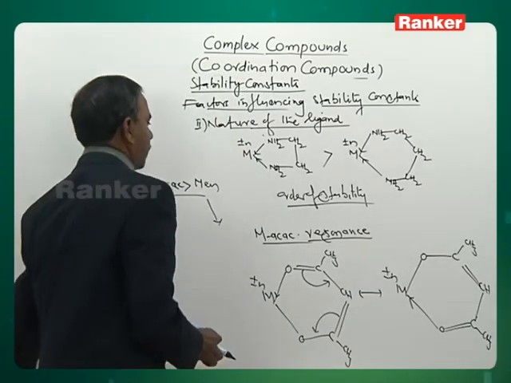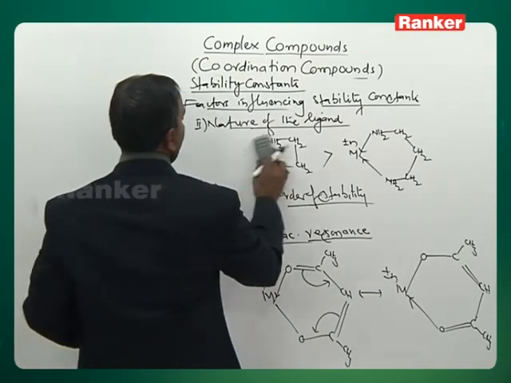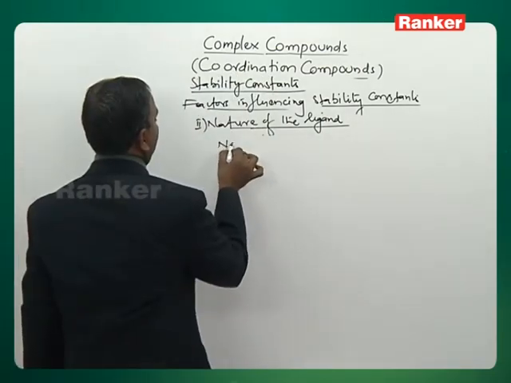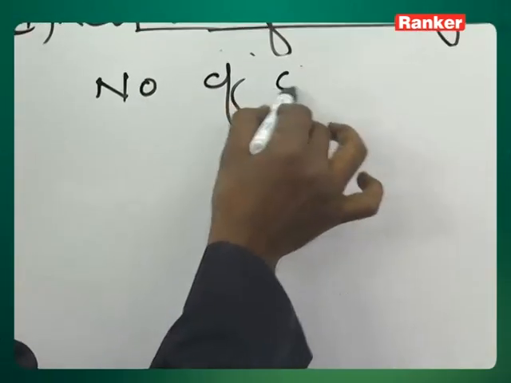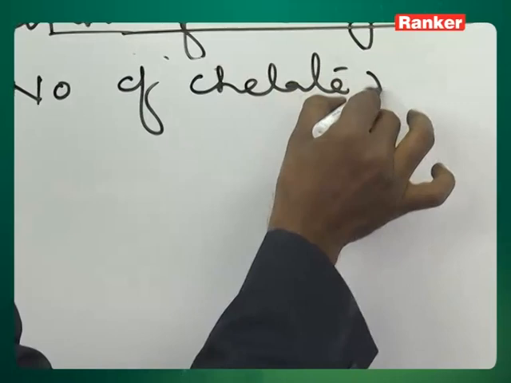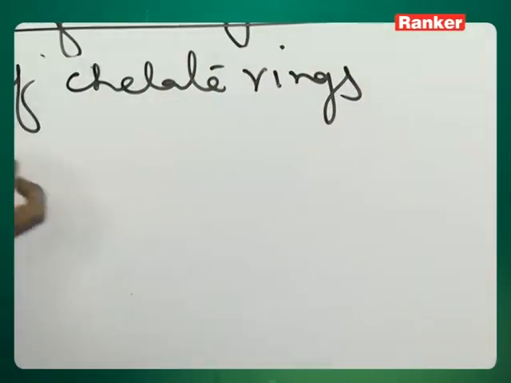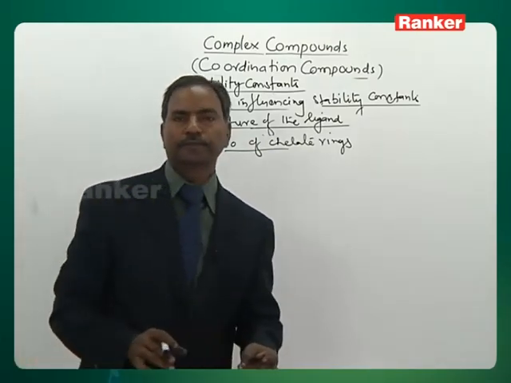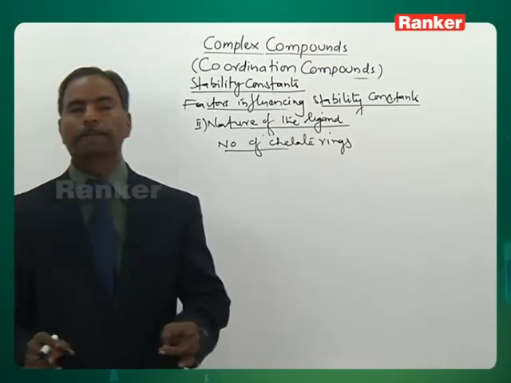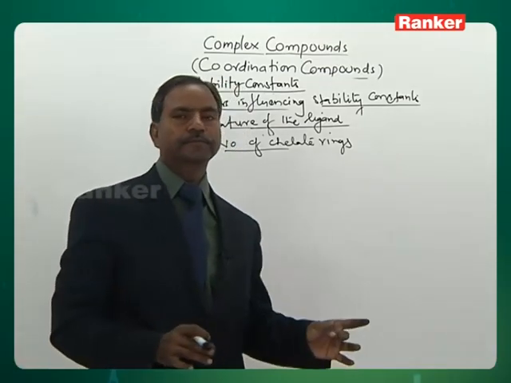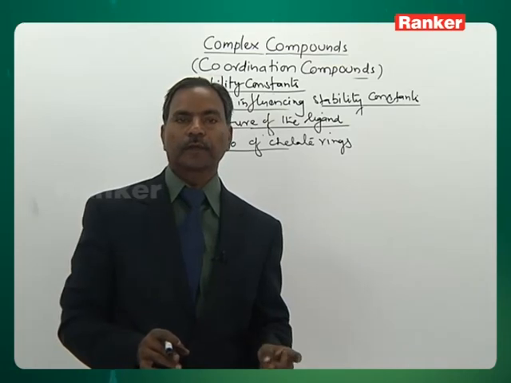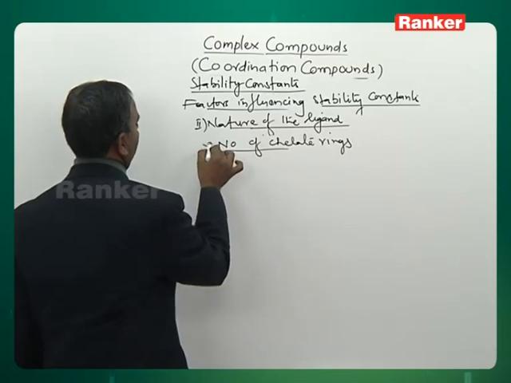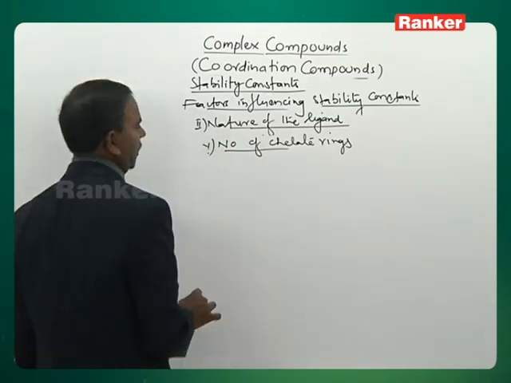Next, number of chelate rings. Next concept under the same nature of the ligand. One is the nature of the ligand under size and charge. Next, the field strength, biaxic nature and chelate effect, ring size, and number of chelate rings. Let us take this as the fifth, I hope. Number of chelate rings, fifth effect.